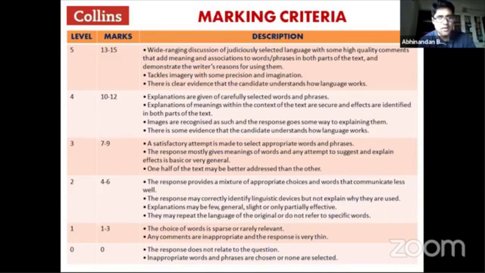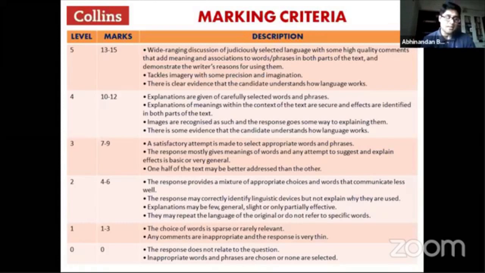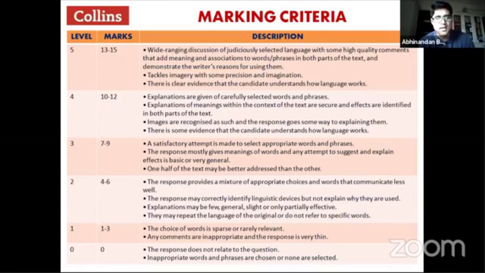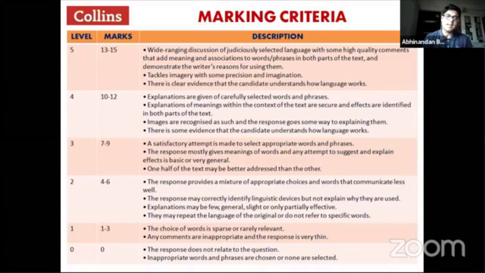We have to ensure that there is a wide-ranging discussion of judiciously selected language with some high-quality comments that add meaning and associations to words or phrases in both parts of the texts and demonstrate the writer's reasons for using them. It tackles imagery with some precision and imagination. There is clear evidence that the candidate understands how language works. And how will the candidate understand how language works? That comes solely out of vigorous reading.